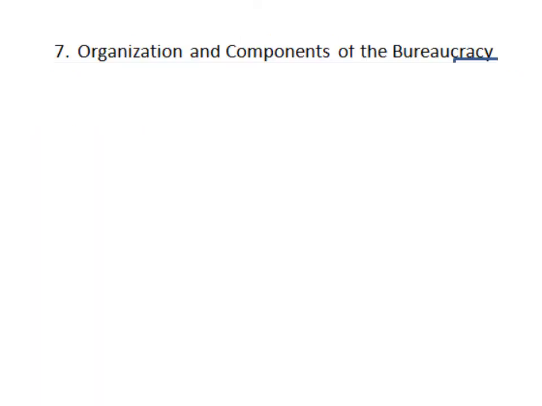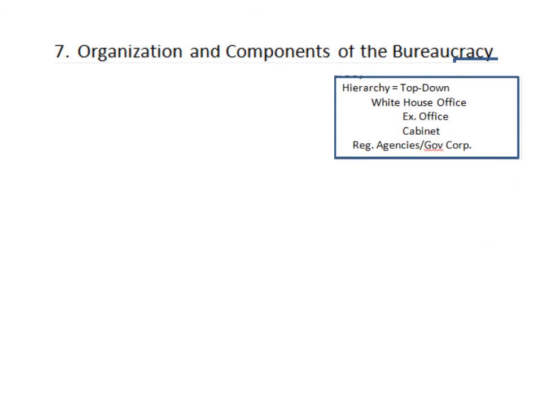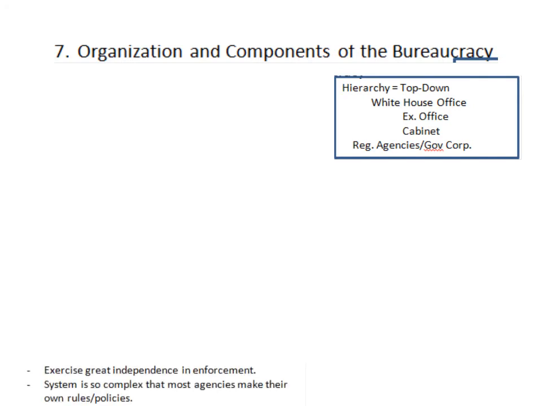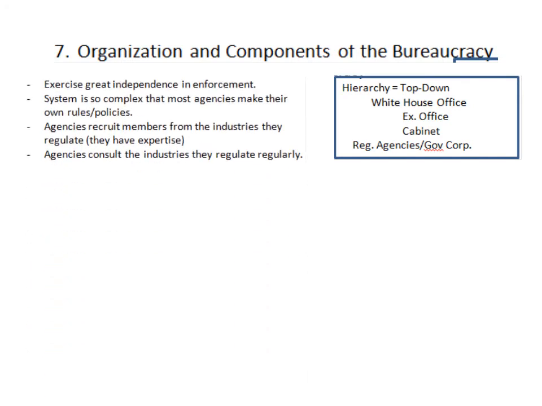For number 7, we look at the organization and components of our federal bureaucracy, and it's first important to note that the bureaucracy is considered a hierarchy because it is top-down, with the White House staff being the closest to the president each day, and working its way down to the regulatory agencies and various government corporations that we deal with on a daily basis. The bureaucracy gets a lot of independence in terms of how they get to implement their policies. The system is so complex because there are so many agencies that get to make their own rules, and many of those rules overlap with the various other agencies.